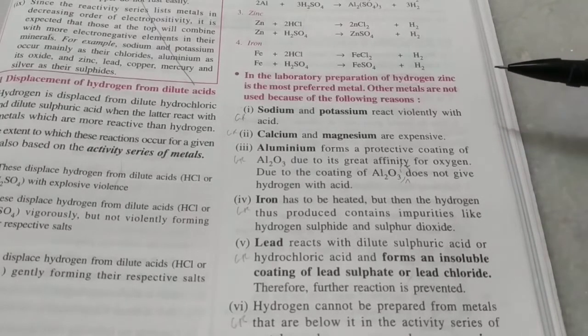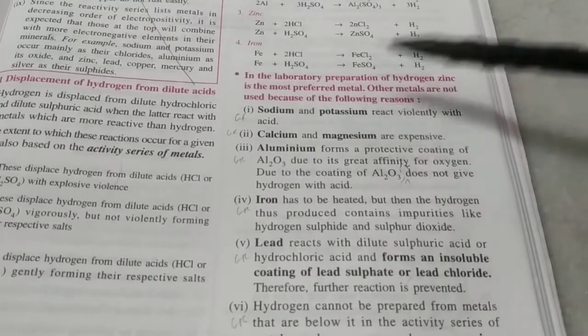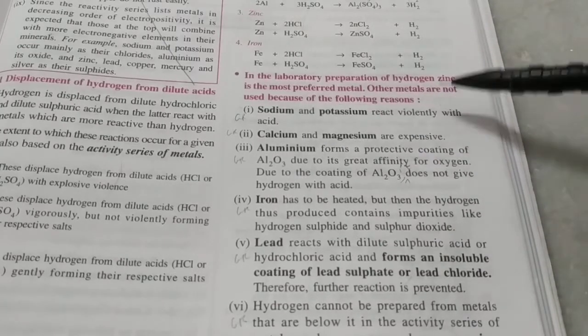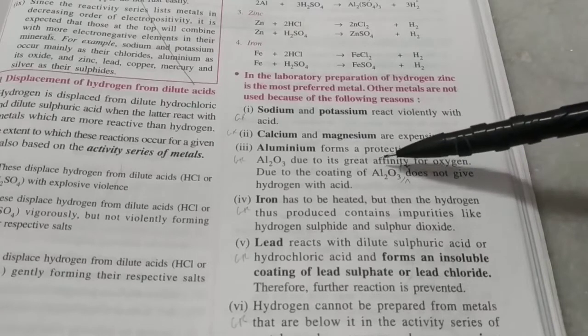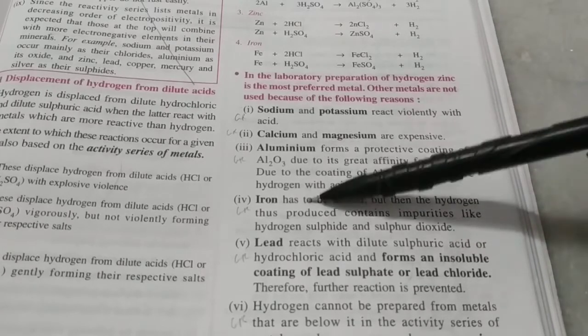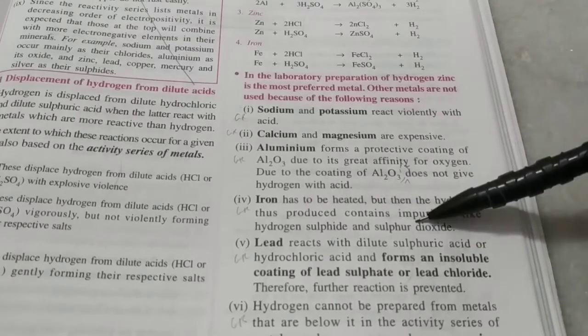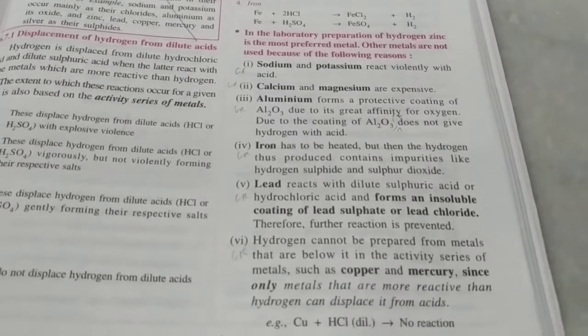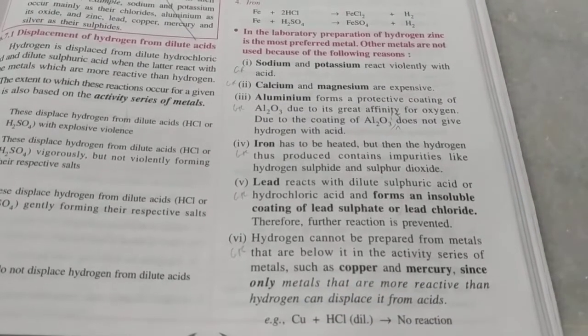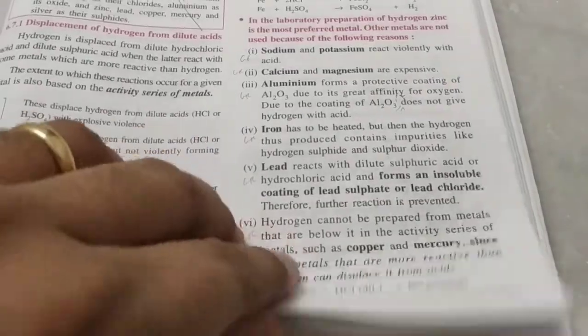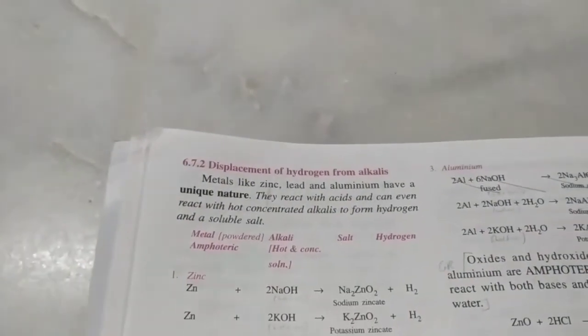The reasons why we would not use any of these is because they are either violently reactive, or they are expensive, or they form a coating. Iron releases some impurities, and of course metals like copper and mercury cannot react with acid at all. The only metal which is useful is zinc, so we'll study that in detail soon.